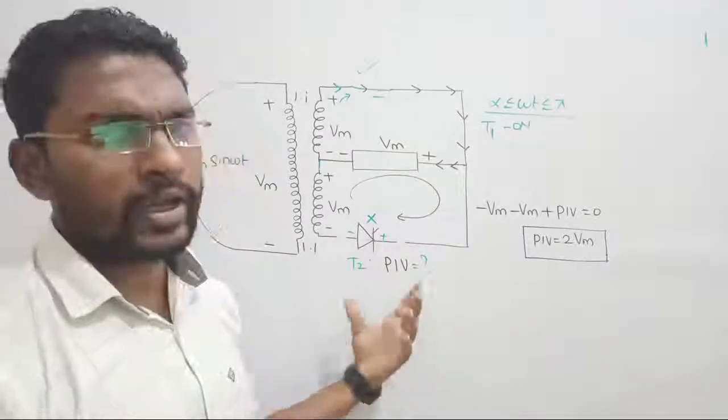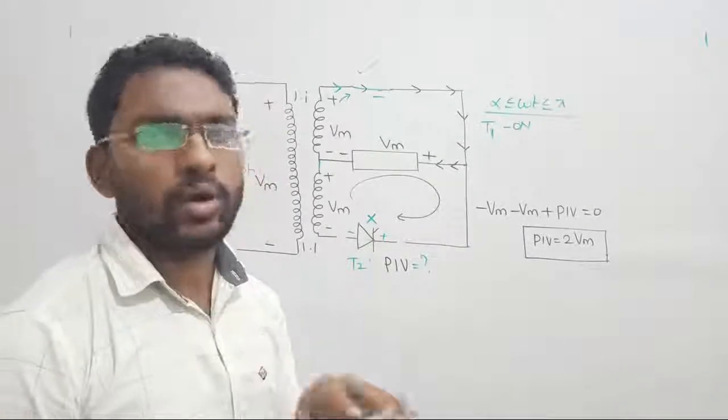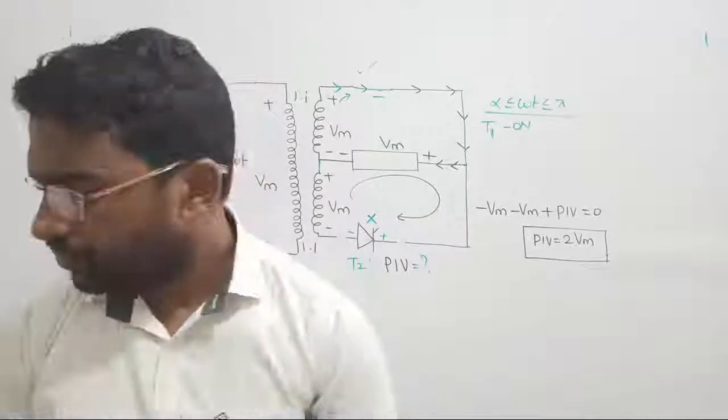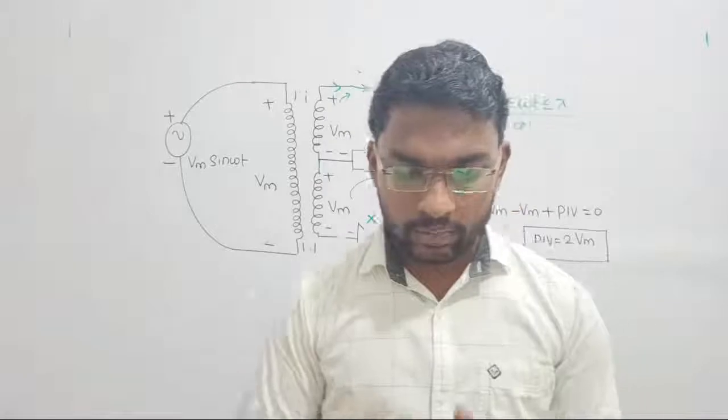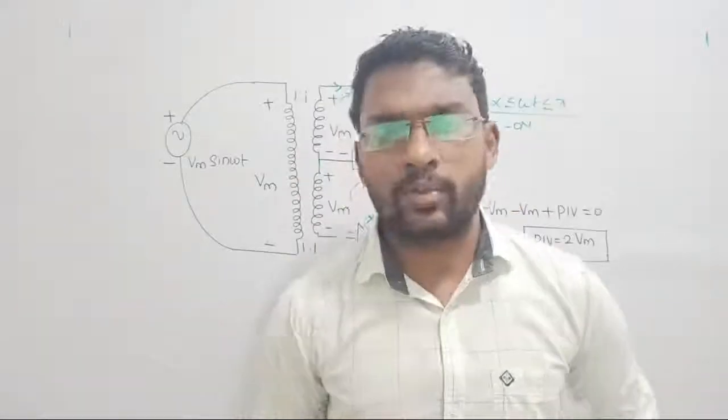That's why we are not giving priority to this one, and that's why I took only bridge circuits. Clear? That's all. So three-phase controlled rectifiers with controlled switches are completely over.